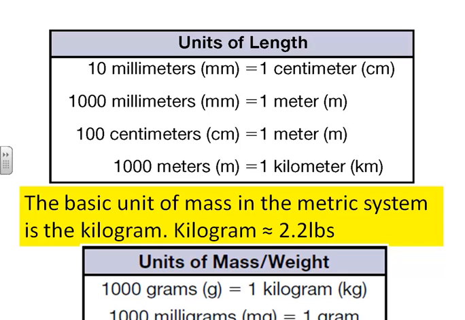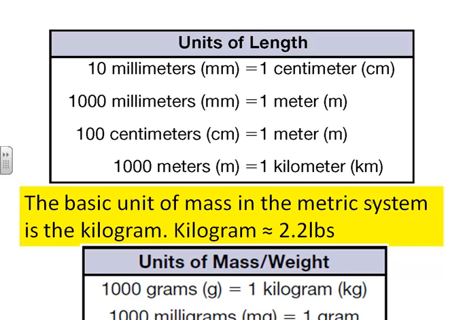Some normal units of length for the metric system are millimeters, centimeters, meters, kilometers, and here are some common conversions or comparisons of length. So 10 millimeters is equal to 1 centimeter. 1,000 millimeters would be equal to a meter. So if I said how many millimeters are in 3 meters, you would say it's 3,000 millimeters. And we'll practice this. 100 centimeters equals 1 meter, and 1,000 meters equals a kilometer.